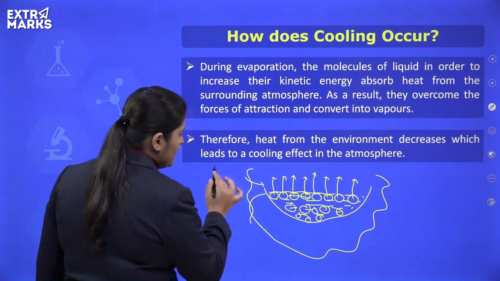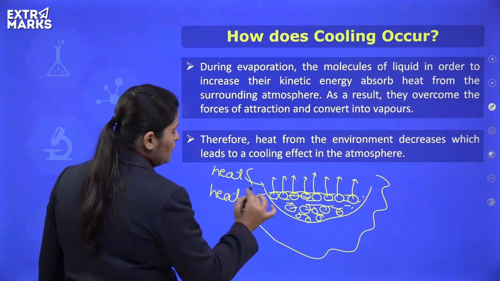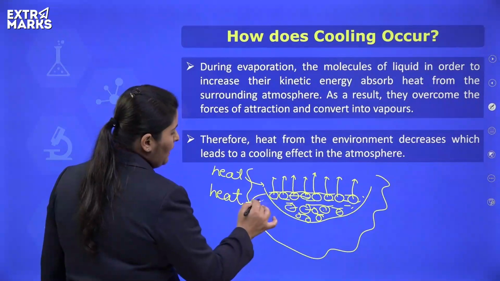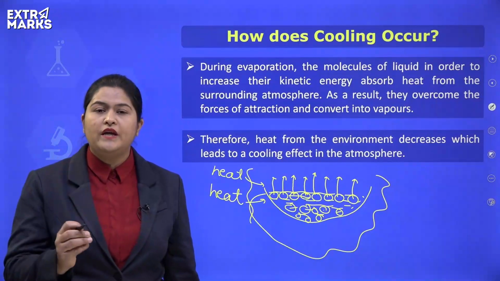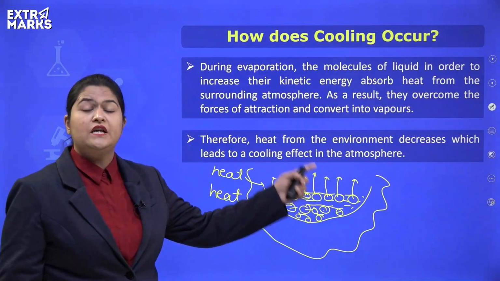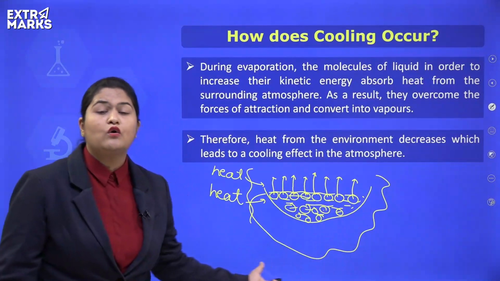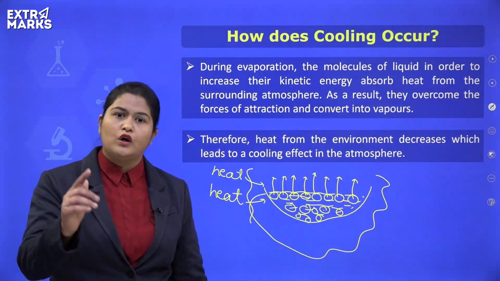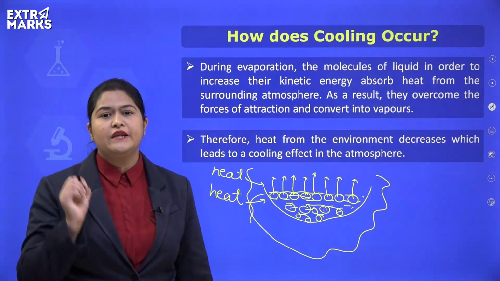What happens? The heat moves in. The heat energy from the surrounding air will move in. These particles will absorb heat. They will utilize the absorbed heat energy in increasing their kinetic energy, as a result of which the overall heat content of the surrounding air will go lower. It will decrease. That will result in a decrease in temperature.